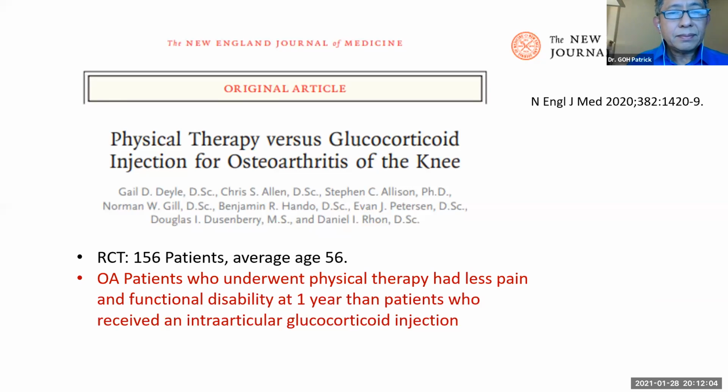The last but not least, if you have a person with a painful knee, cortisone is not the only answer. This study shows that physical therapy was pretty much able to outdo cortisone, in fact, in reducing pain. So it's just a reminder to us that don't only think of doing injections, physical therapy is pretty much a powerful tool as well.